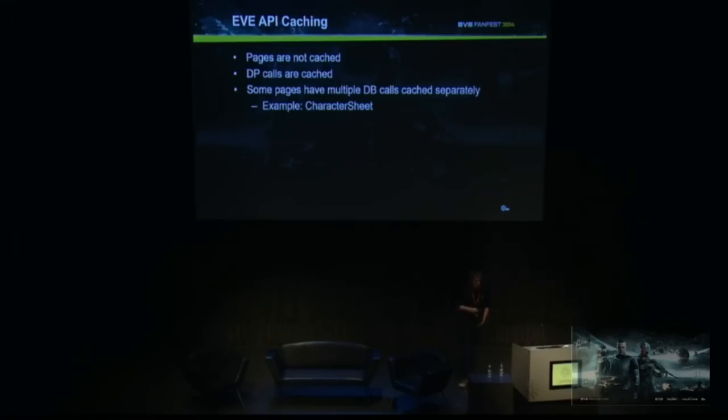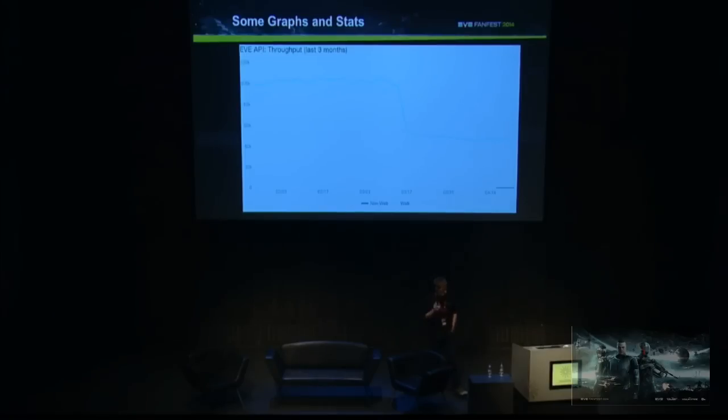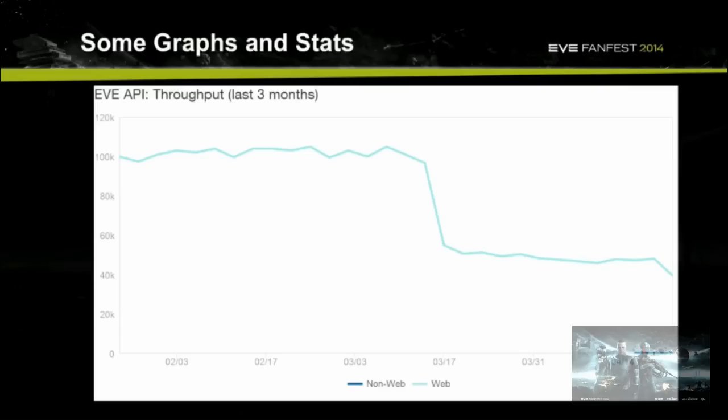So that's kind of all of that fun nonsense. Next, we're going to go on to some graphs and stats and fun stuff. This first graph is a fun one. This is our throughput on the Eve API for the last 3 months. You'll notice that it sat around 100,000 requests a minute for quite a long time.